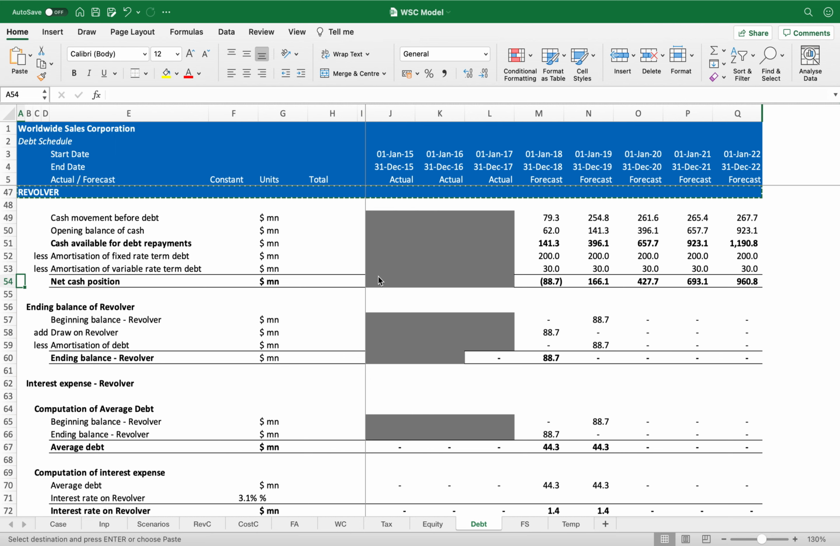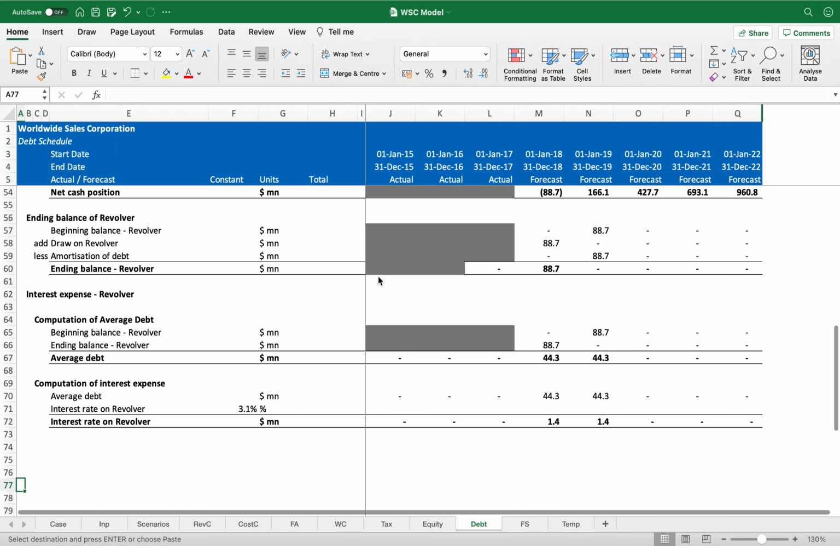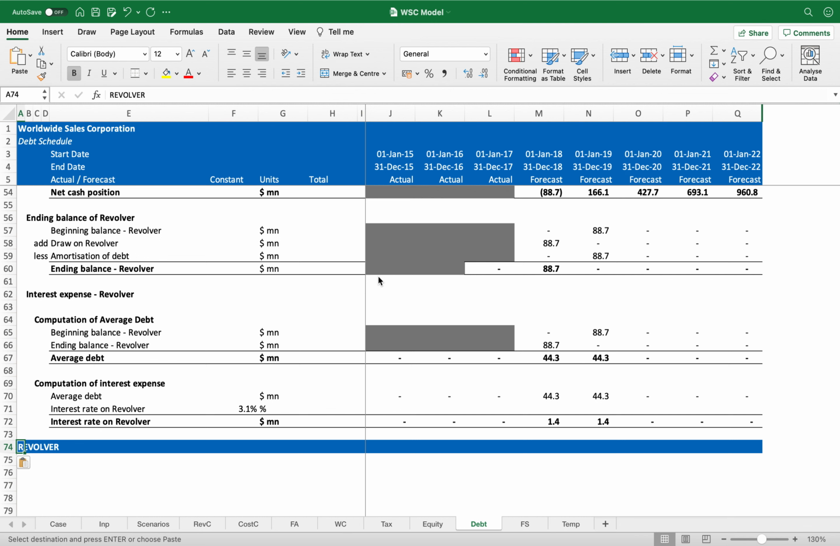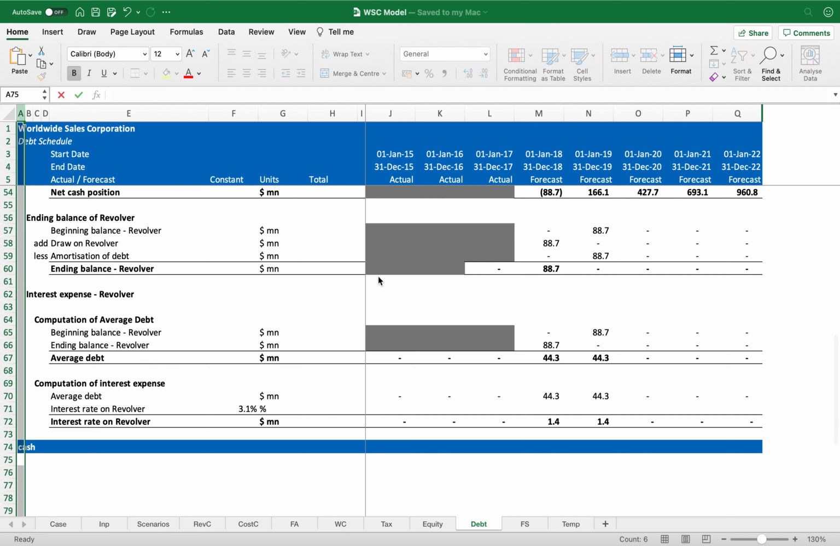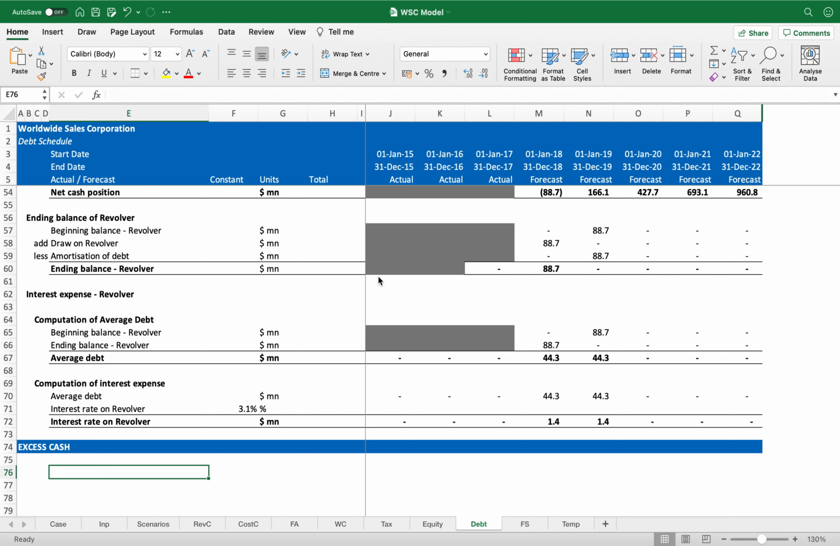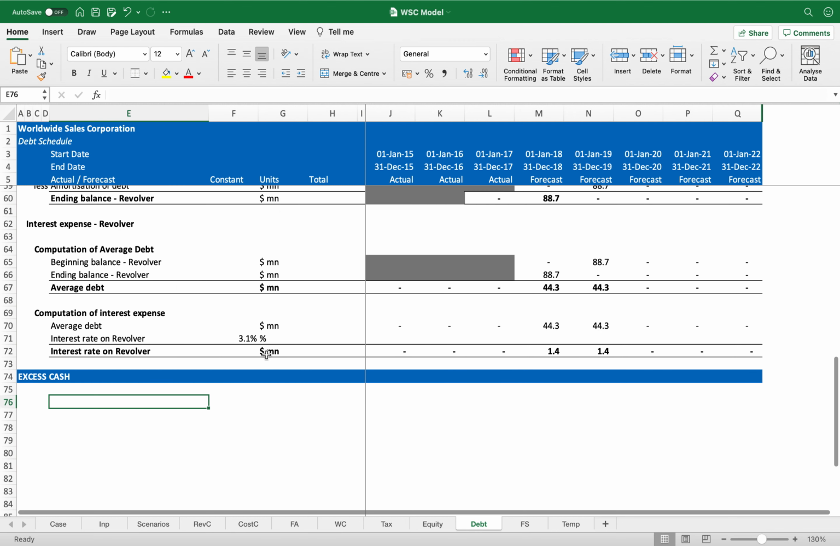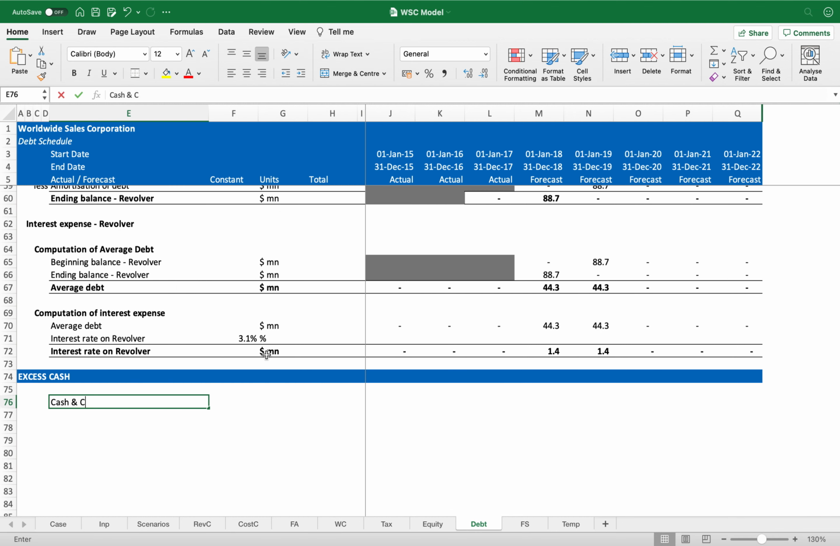Okay, revolver done. Now I have excess cash as well. In case I have excess cash with me, then what will I do? I will get an interest income, right? So this is my cash and cash equivalent from the balance sheet, because that is what my excess cash is after meeting all the commitments.